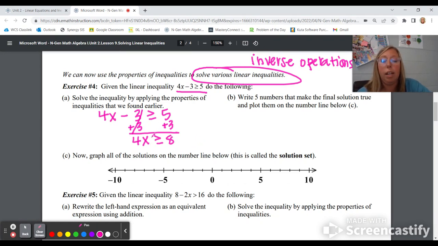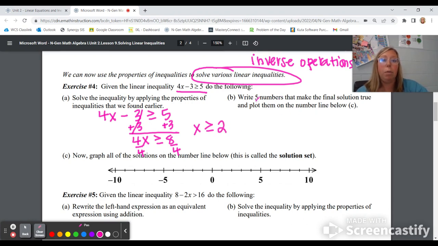Your last step to reverse this inequality would be to divide both sides by 4. We're dividing by positive 4, so nothing happens to our inequality symbol. So our final answer would be x is greater than or equal to 2.